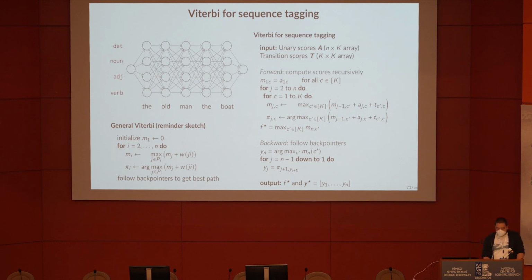Essentially, you loop over the sequence from 2 to n, and then for each tag, you take the max over all possible previous tags, right? So essentially what this means visually in the graph is for every node here, you will consider all of its predecessors, pick the maximum, and record the back pointers that you came from, right? And then on the way back, when you eventually get to the target node, you follow the back pointers and you will find your optimal sequence.